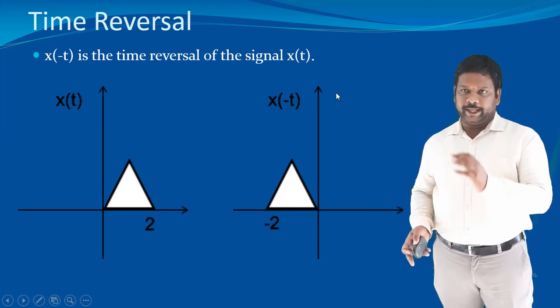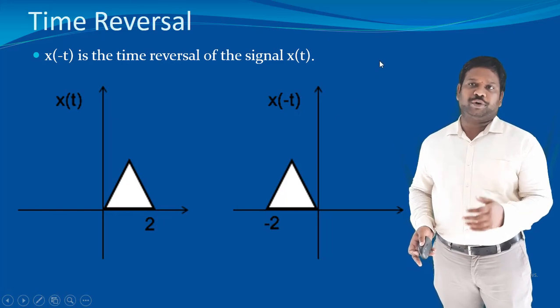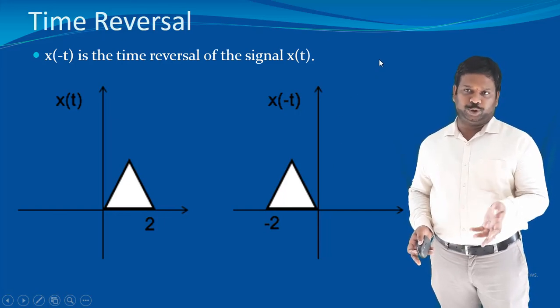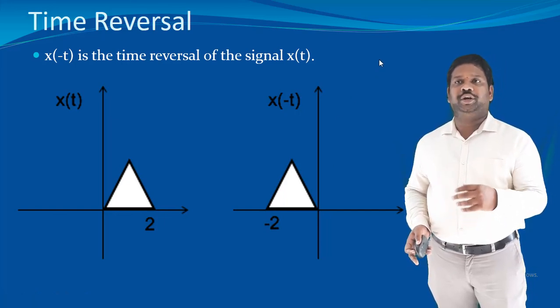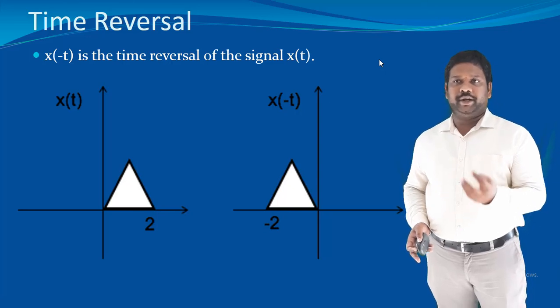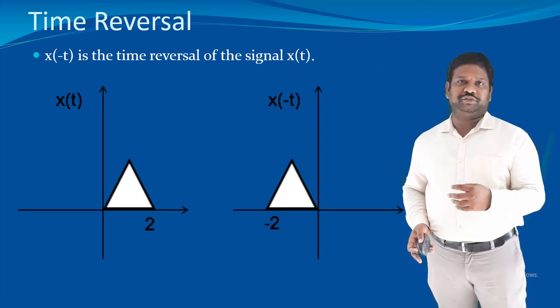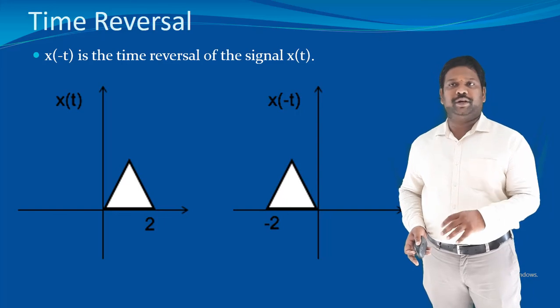These are the different types of operations on the signal: amplitude scaling, amplitude addition, multiplication and subtraction, time shifting, time scaling and time reversal. Thank you.